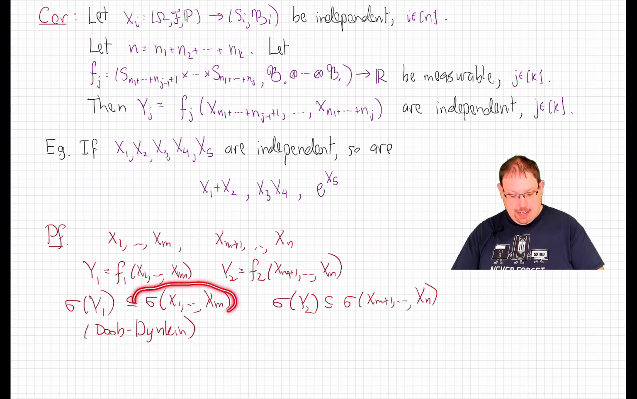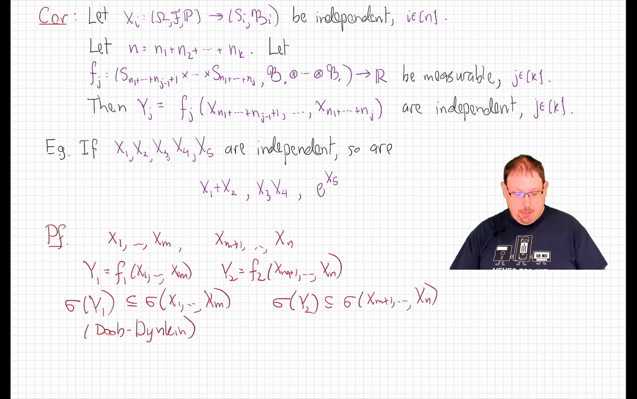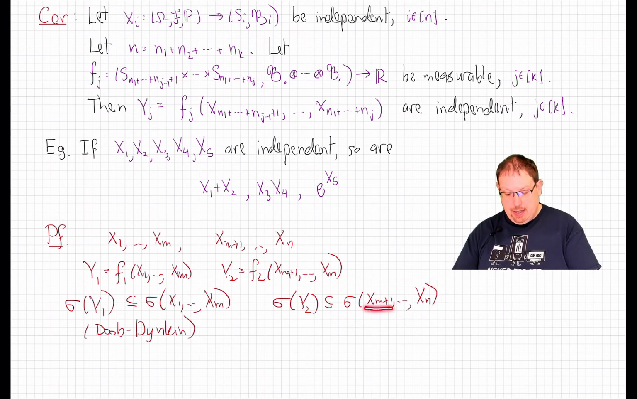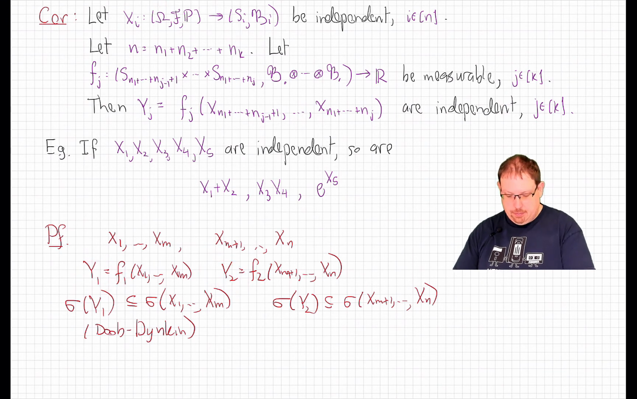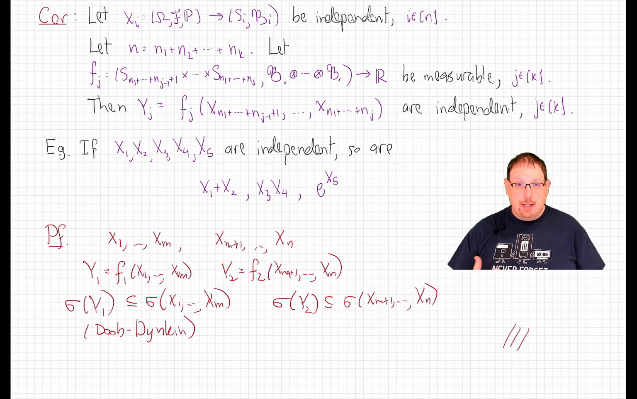Well, this is the sigma field generated by the union of the sigma fields generated by each of the x1 through xm. And this is the sigma field generated by the union of the sigma fields x_{m+1} through x_n. And so by the previous lemma, these are independent sigma fields as well. And that means that y1 and y2 are independent. So independence of sigma fields and of random variables is very nice with respect to groupings, as you would hope.